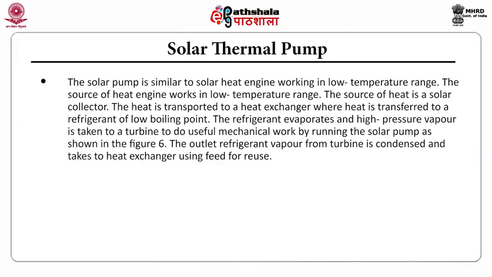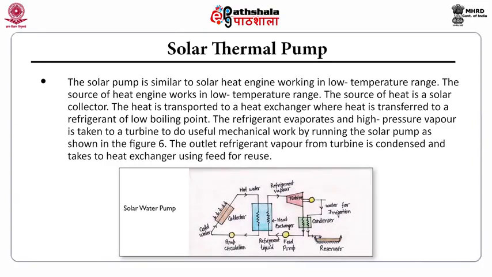The solar pump is similar to a solar heat engine working in low temperature range. The source of heat is a solar heater. The heat is transported to a heat exchanger where heat is transferred to a refrigerant of low boiling point. The refrigerant evaporates and high pressure vapor is taken to a turbine to do the mechanical work by running the solar pump. It is shown in this figure. The outlet refrigerant vapor from the turbine is condensed and taken to the heat exchanger using a feed pump for reuse.